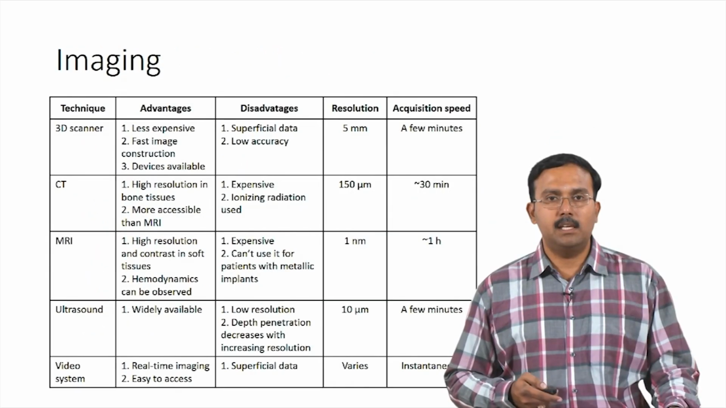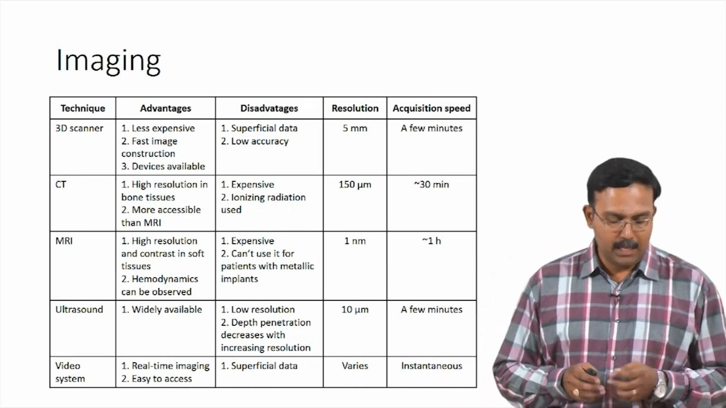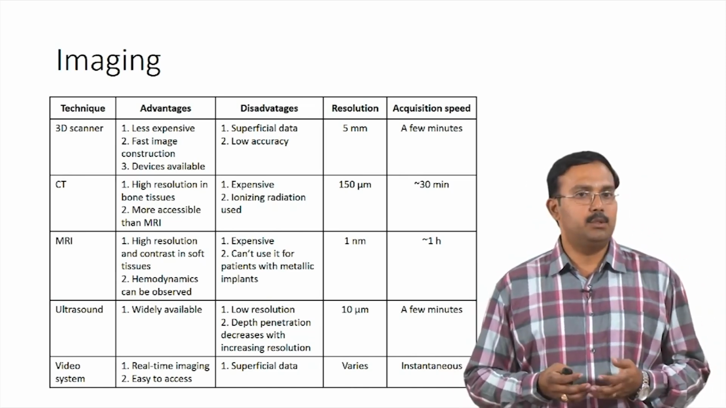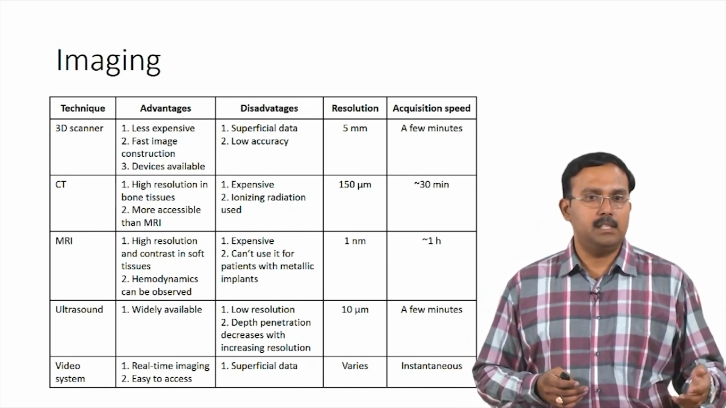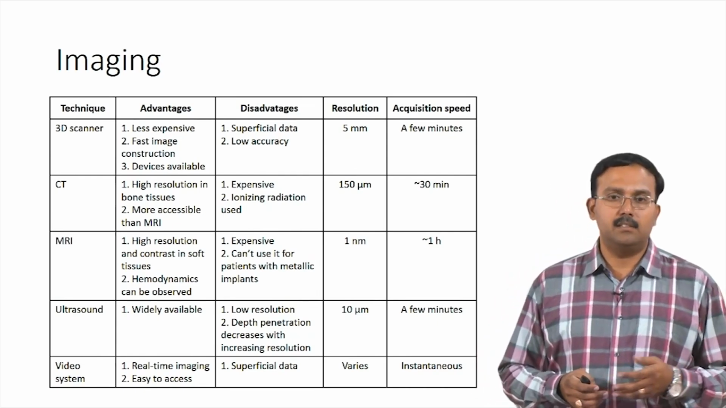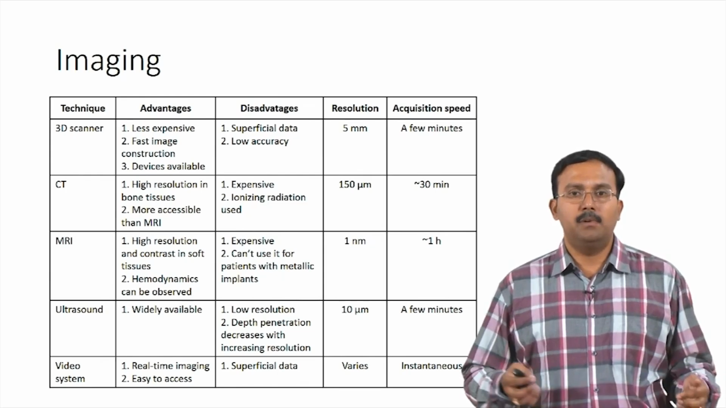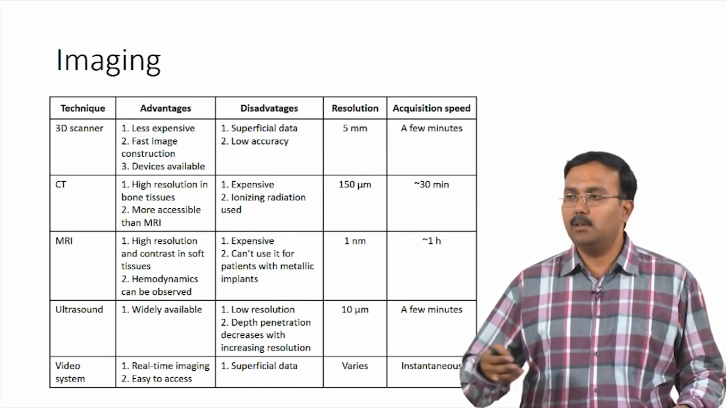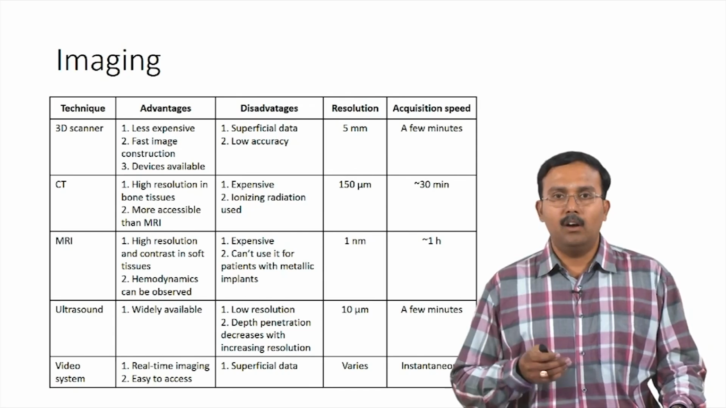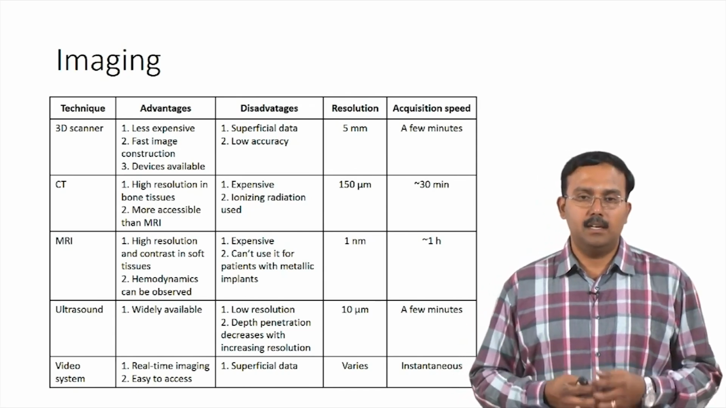So, first thing is imaging. So, there are different ways you can image a tissue. So, we can use CT scan, MRI, ultrasounds, X-rays for bone tissues and so on, and you can use simple video systems can also be used, and then you can process these things. All of these have their own advantages and disadvantages.